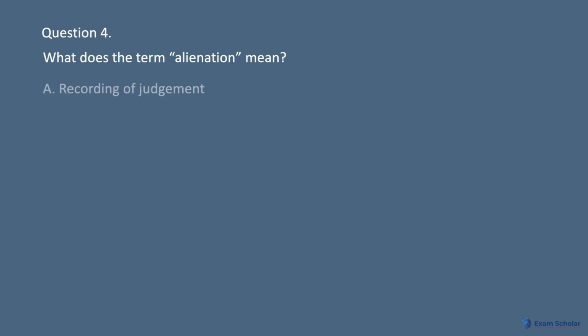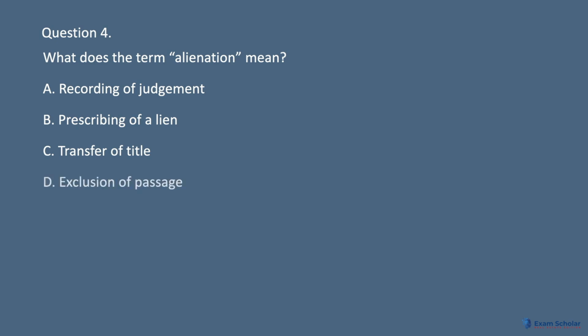Question 4. What does the term alienation mean? A. Recording of judgment. B. Prescribing of a lien. C. Transfer of title. D. Exclusion of passage. Answer. C. The term alienation means transfer of title.